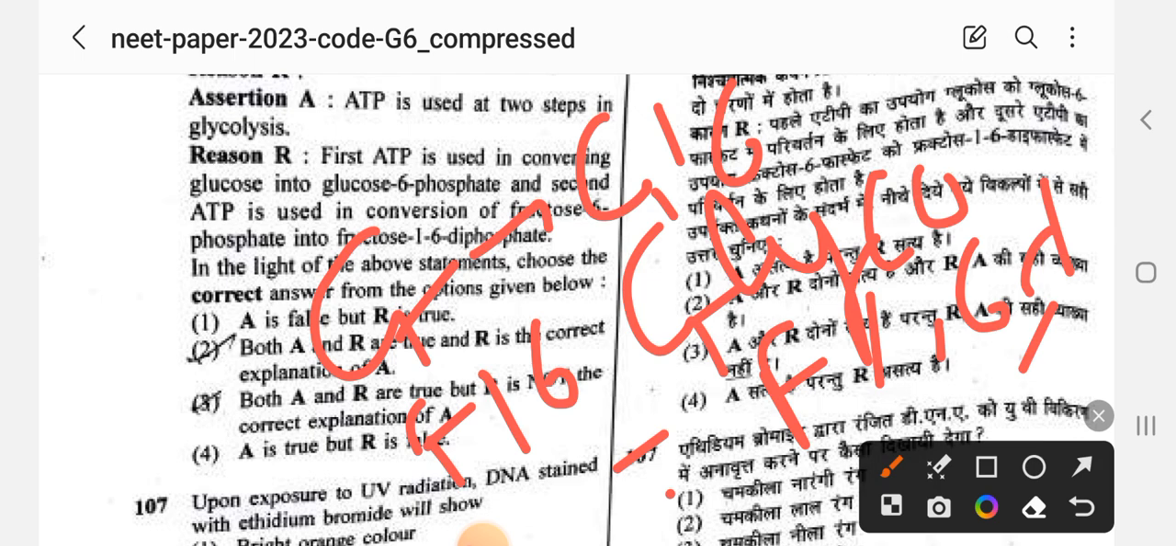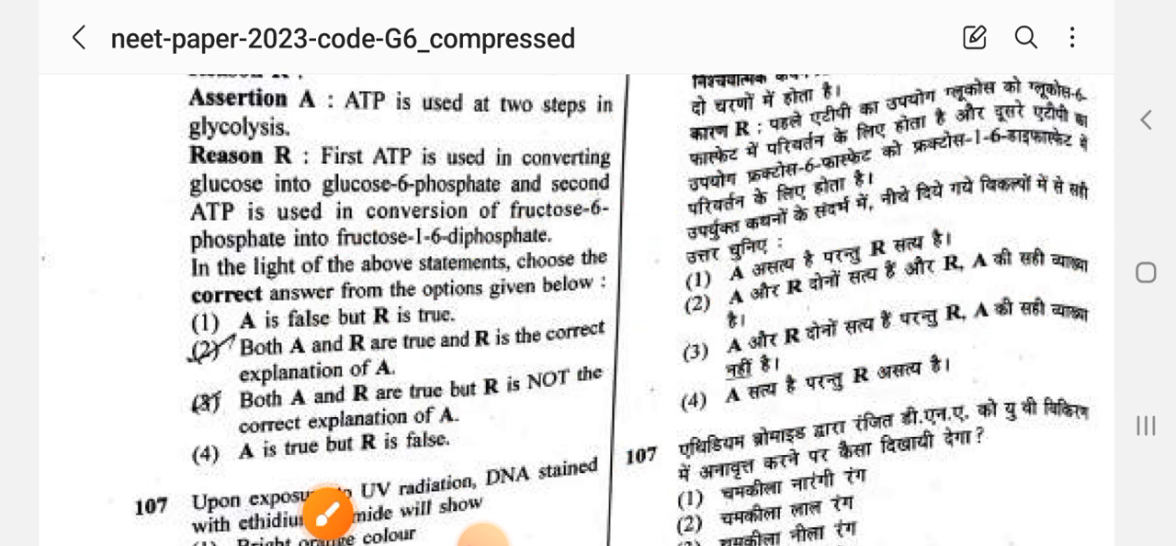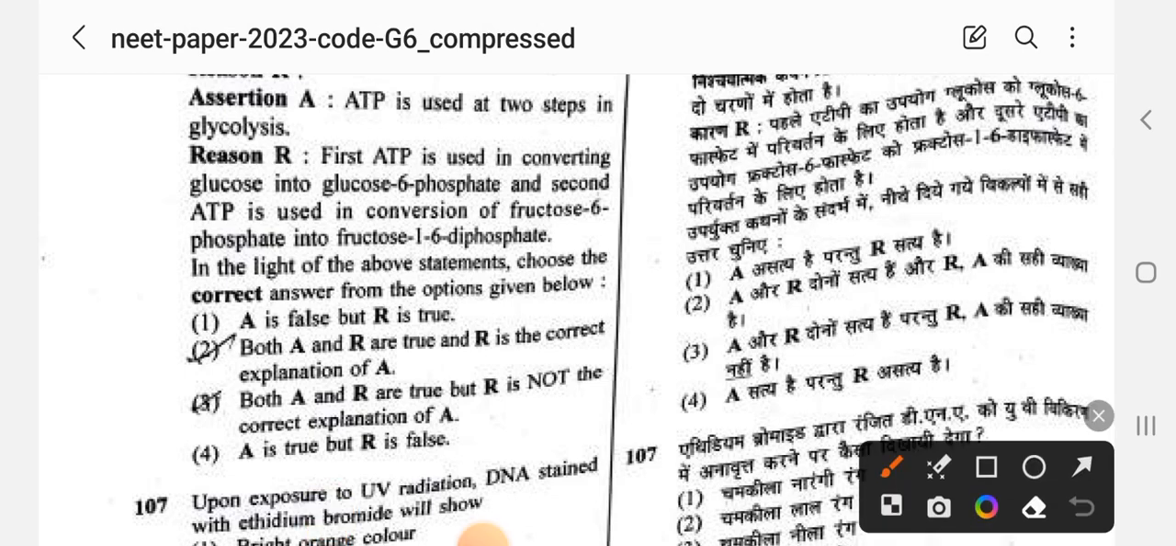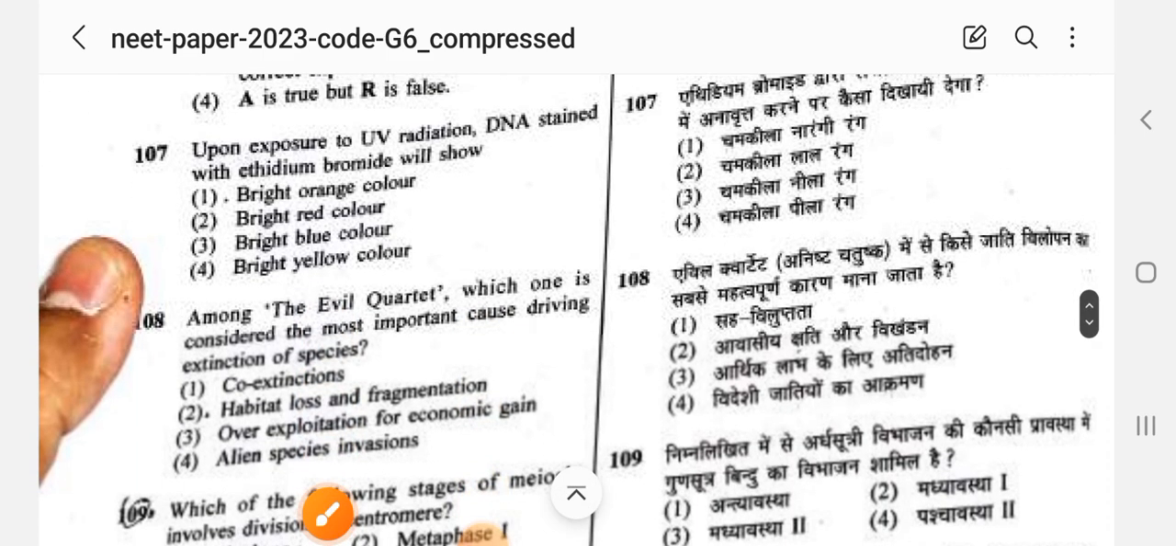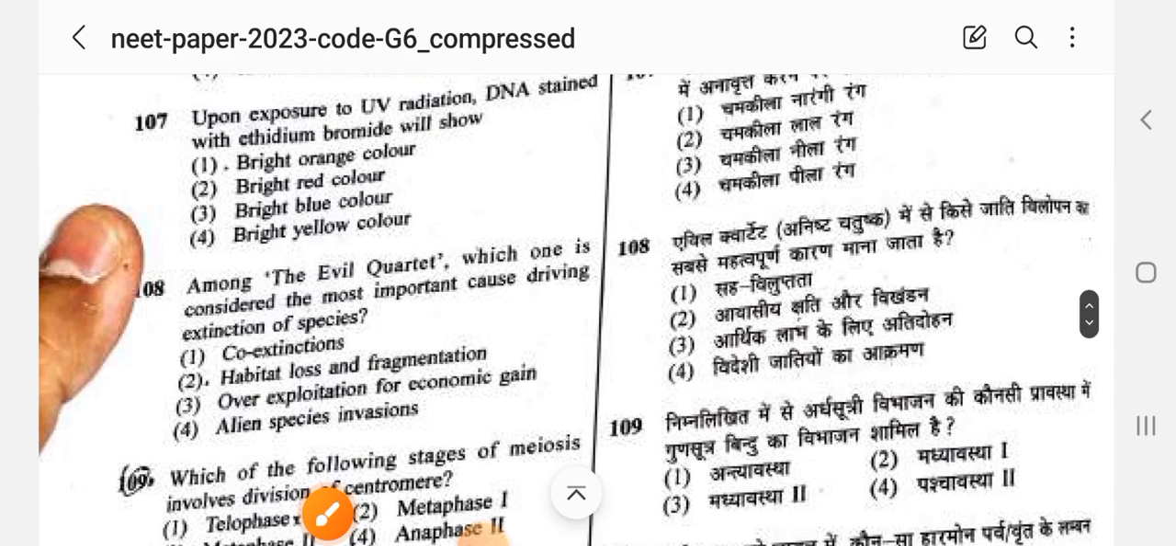फ्रक्टोज 1,6 डाईफॉस्फेट जो बनता है, यहाँ पे तो टू स्टेप पे एटीपी यूज होता है। The first ATP is used in converting glucose into glucose 6-phosphate, and the second ATP is used in conversion of fructose. So this is completely correct. So both A and R are correct, second answer होगा इसका.